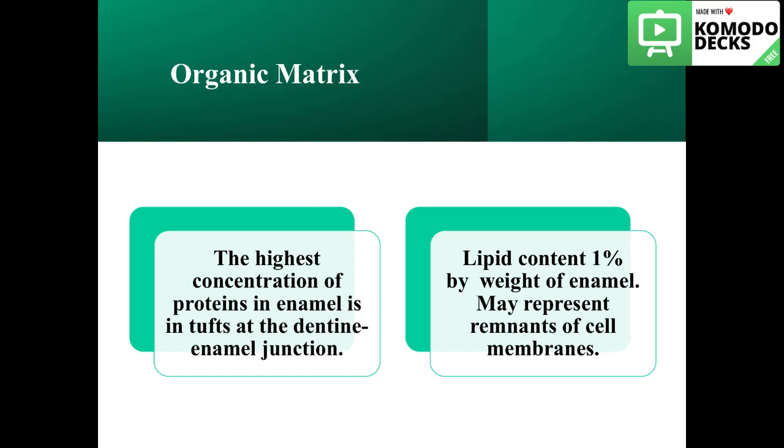The highest concentration of proteins in enamel is found in a structure called tufts that is found at the dentino-enamel junction. We will see that in the section of histology. The lipid content is 1% by weight of enamel. And it may be there because it's a remnant of cell membranes that form the enamel. You will be introduced to these membranes and how they form the enamel and the tooth in the embryology lectures.